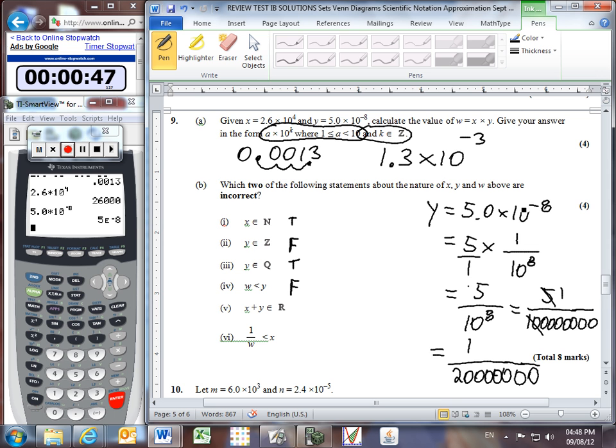So we've already found the two false ones. We really don't need to continue in the question. But let's just do it quickly. Look, the sum of any two numbers is always going to be a part of the real number set, so that's obviously true. And vi is 1 over w less than x.